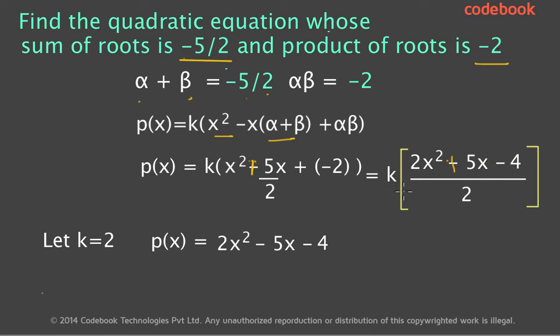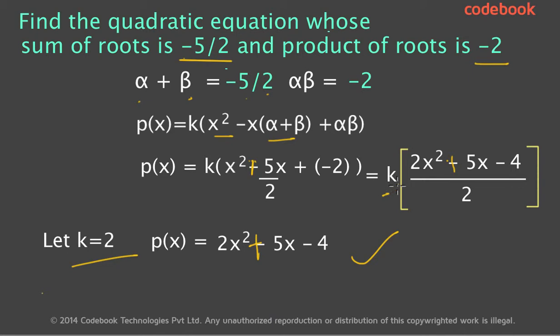In order to simplify, we can take k equal to 2 so that the 2 and 2 get cancelled out, and we will have 2x square plus 5x minus 4 as our quadratic equation. That will satisfy the condition, and you can get others by substituting different values of k.